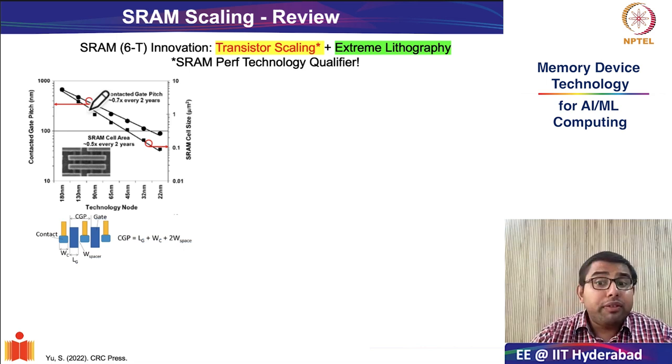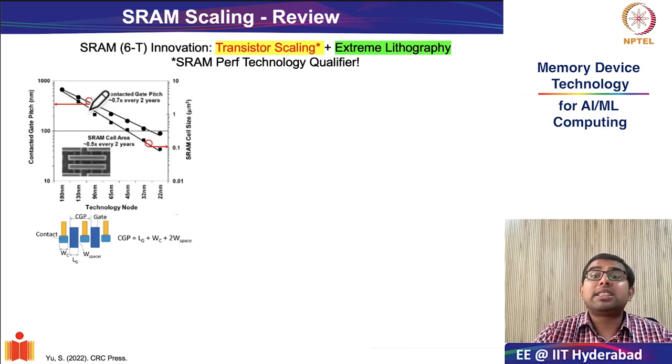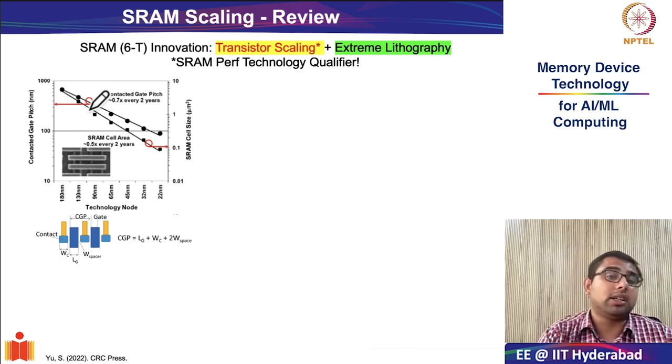Okay, so recall that we had already discussed all this in detail earlier in our course, where we were discussing how innovation drives the global memory market. At the time, we discussed, since SRAM cells are constructed primarily from the same transistors that constitute your advanced technology nodes, SRAM innovation is primarily driven by 2 factors. The first factor is transistor scaling.